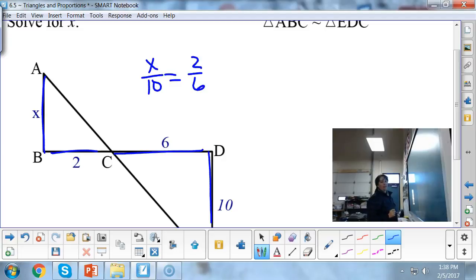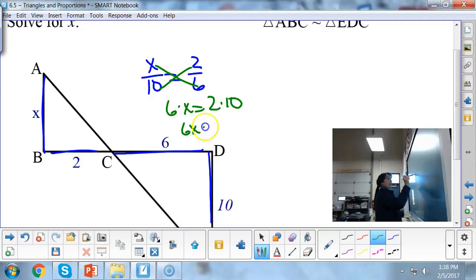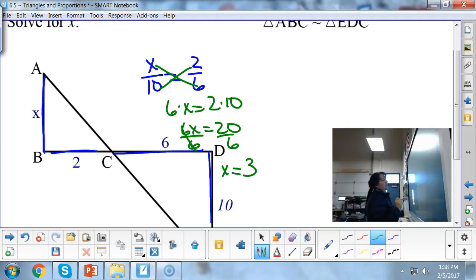And then to solve for that, I'm going to cross multiply. 6 times x is equal to 2 times 10. So 6x is equal to 20. To isolate the x or get the x by itself, I'm going to divide by 6. X is equal to 3 and 2/6, which would simplify to 3 and 1/3.